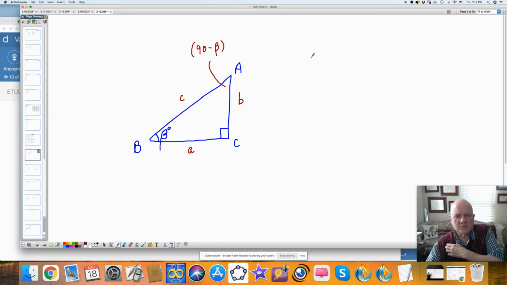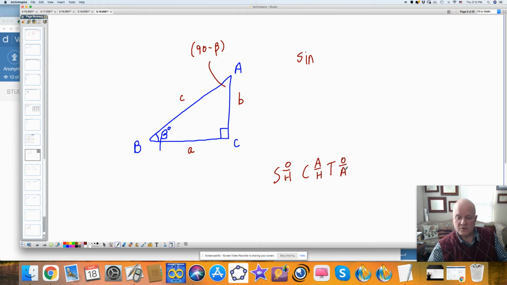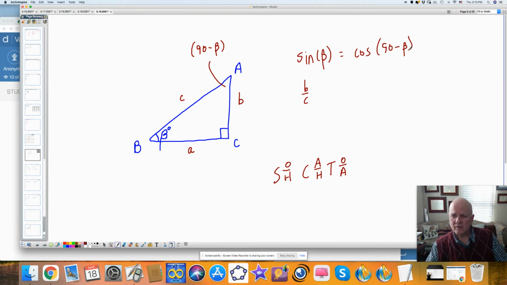The objective is for you to be able to notice that the sine, and let's do SOHCAHTOA, sine is opposite over the hypotenuse. Cosine is the adjacent over the hypotenuse. The tangent is the opposite over the adjacent. So I've got the sine of beta degrees, which is B over C, the opposite over the hypotenuse, is equal to the cosine of its complement. That's this angle of 90 minus beta. Well, the cosine of this is the adjacent over the hypotenuse. Adjacent to this angle is B.